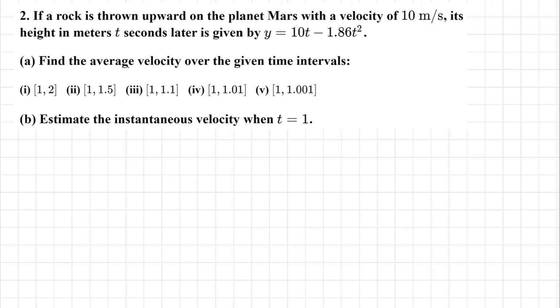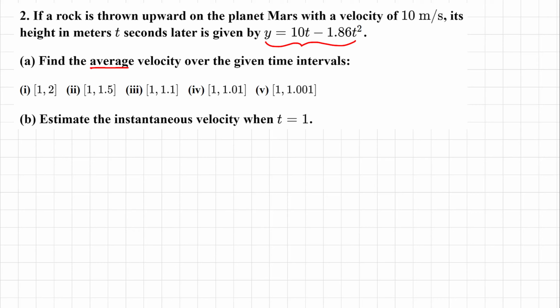Read the question carefully. So we got a rock that is thrown upward on the planet Mars with a velocity of 10 meters per second. Height in meters t seconds later is given by this function. So we got height function y. Y is a function of t, by the way. Find the average velocity over the given time intervals.